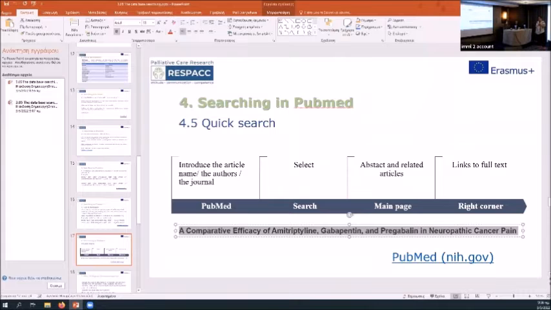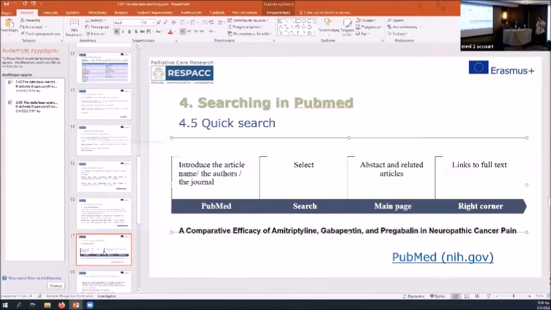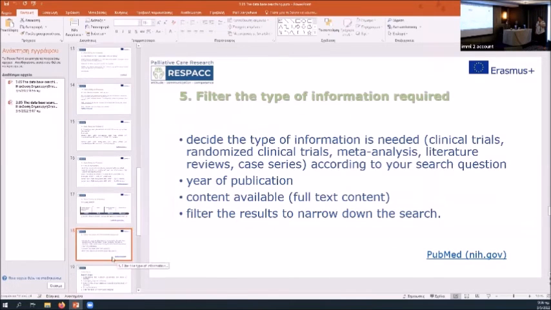Okay, so this is the quick search. Now, if we go to our next slide, you can filter. So you have retrieved 2,000 hits. You can't read 2,000, so you have to narrow them down. You go to your previous search. It's the gabapentin or whichever search, it doesn't matter.